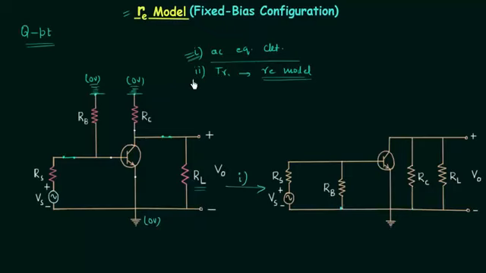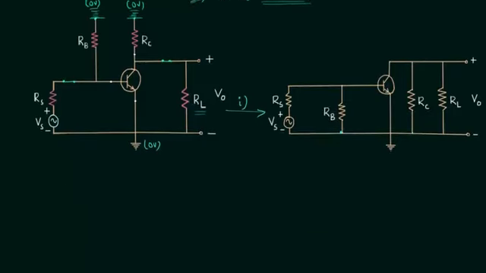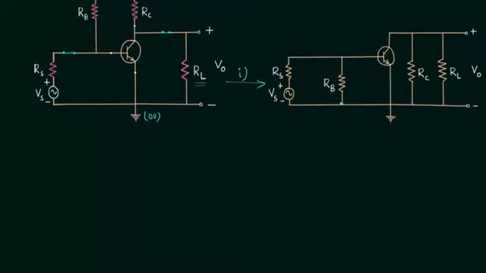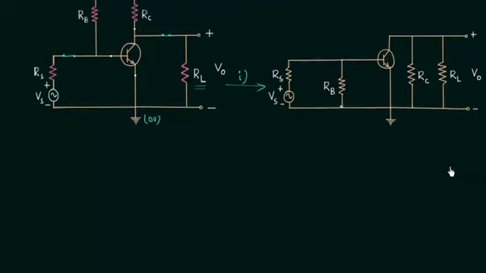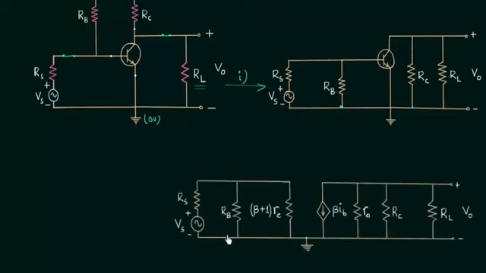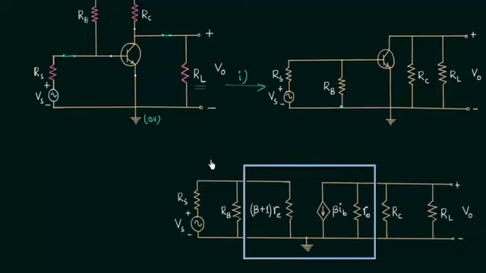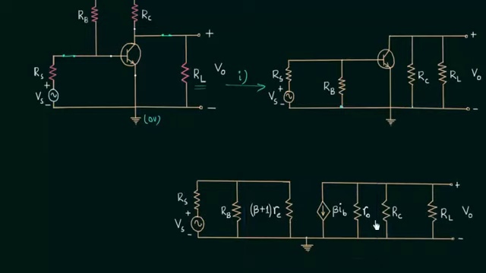Now we will move to the second step, in which we will replace the transistor with the RE model. We are having common emitter configuration, so the RE model we will draw is for common emitter transistor. This is the final circuit after replacing the transistor with its RE equivalent model. The circuit inside the box is RE equivalent model of the transistor, and we have obtained this circuit after completion of step number 1 and step number 2.